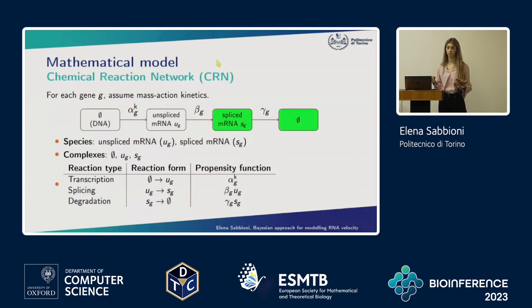A gene in this model can be active or inactive. If the gene is active, we have K equal to on, and this means that the gene is in an inductive phase in which it is transcribed at a high rate. Otherwise, when K is equal to off, the gene is in a repressive phase, and we have no transcription, or the transcription occurs at a lower rate. Then we have the second process in the model, that is the splicing from unspliced mRNA to spliced mRNA. It occurs at rate beta_G. And the last process is degradation at a rate gamma_G, in which spliced mRNA is degraded.